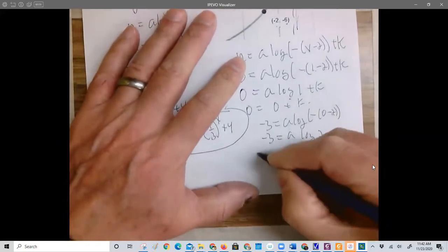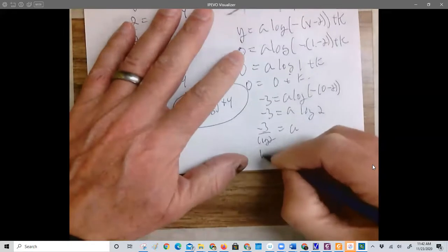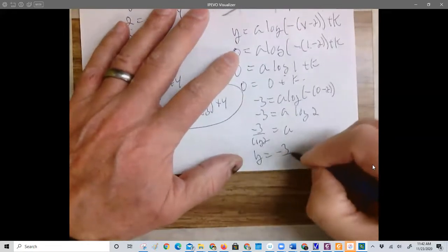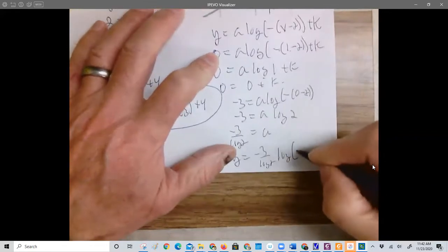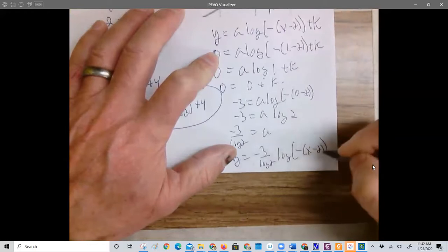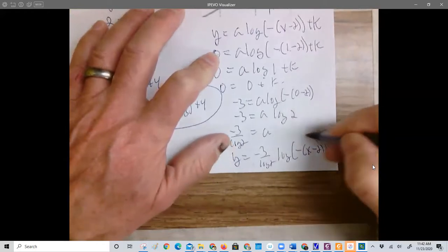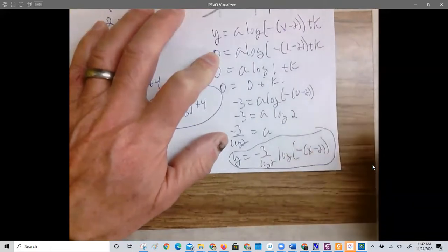So a equals -3 over log 2, which gives me y equals -3 over log 2 times the log of -x minus 2. You could also write that as -x plus 2 and get rid of those inner parentheses, but that's up to you. So that's that function.